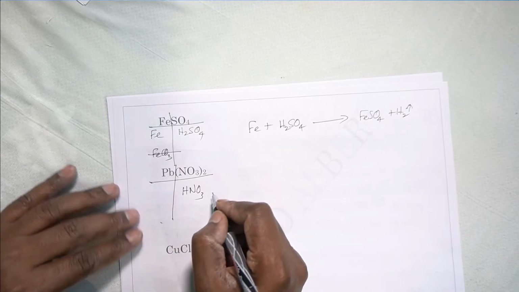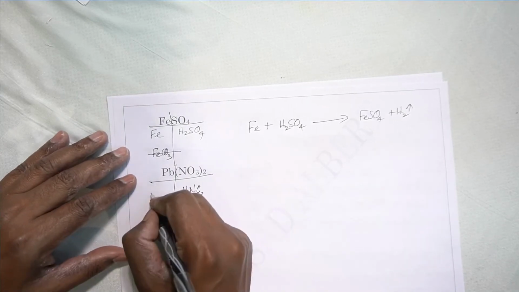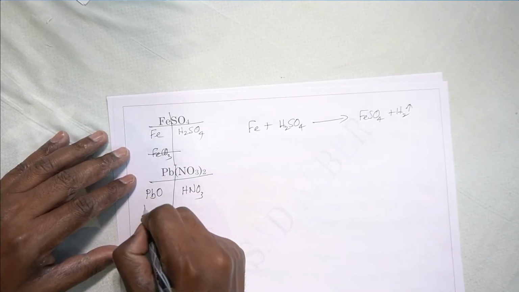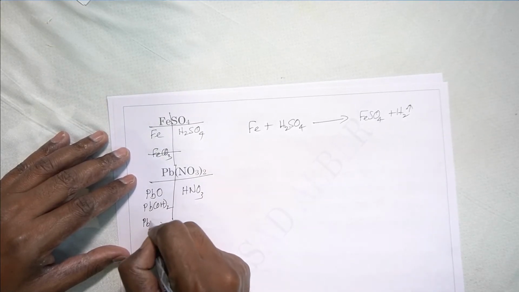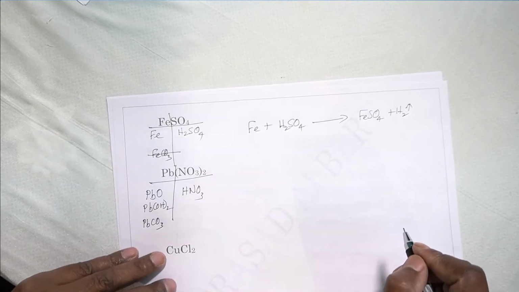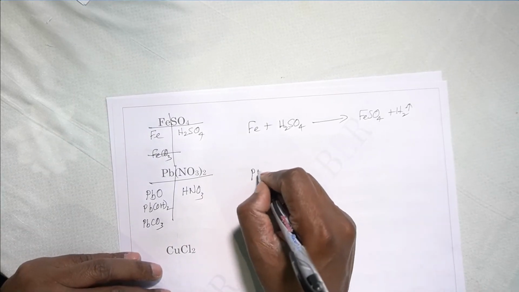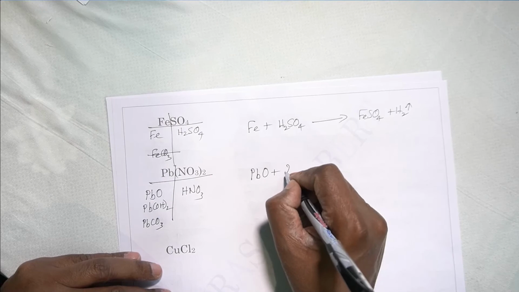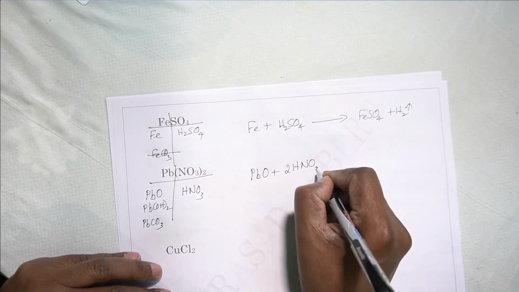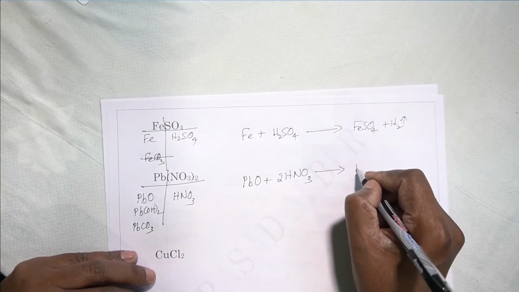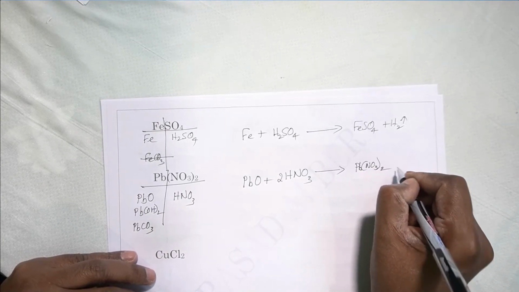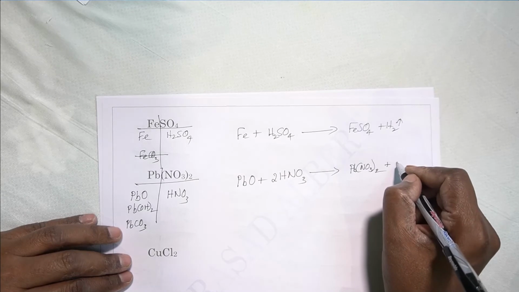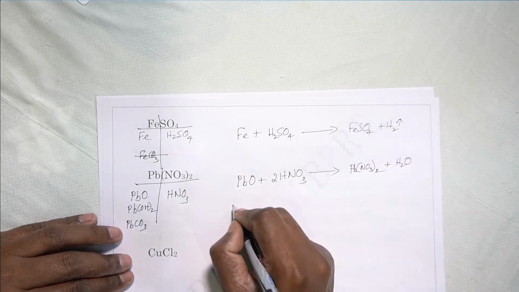Here metal plus acid is not used. Metal oxide is used, metal hydroxide is used and metal carbonate is used. So 3 equations possible. So let's write PbO plus 2HNO3. Lead is divalent, right? So Pb(NO3)2 plus H2O, water.